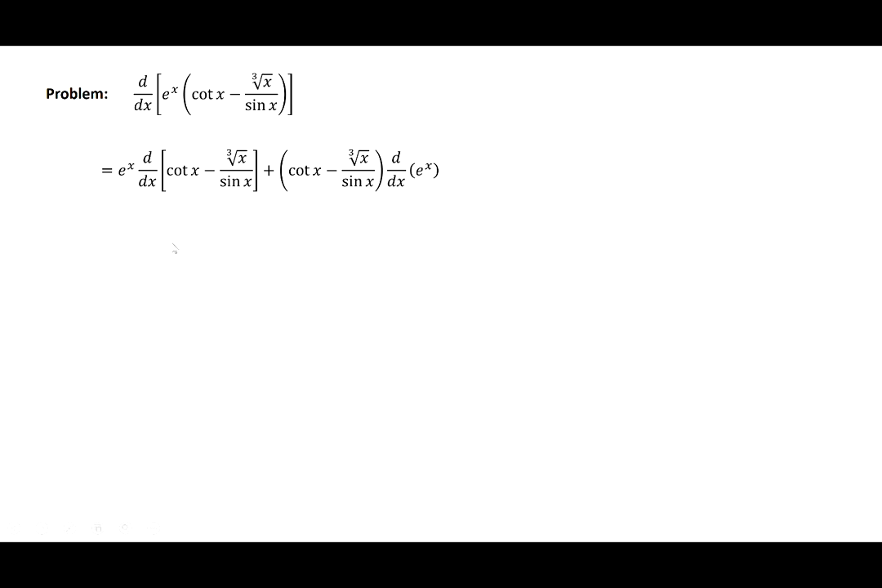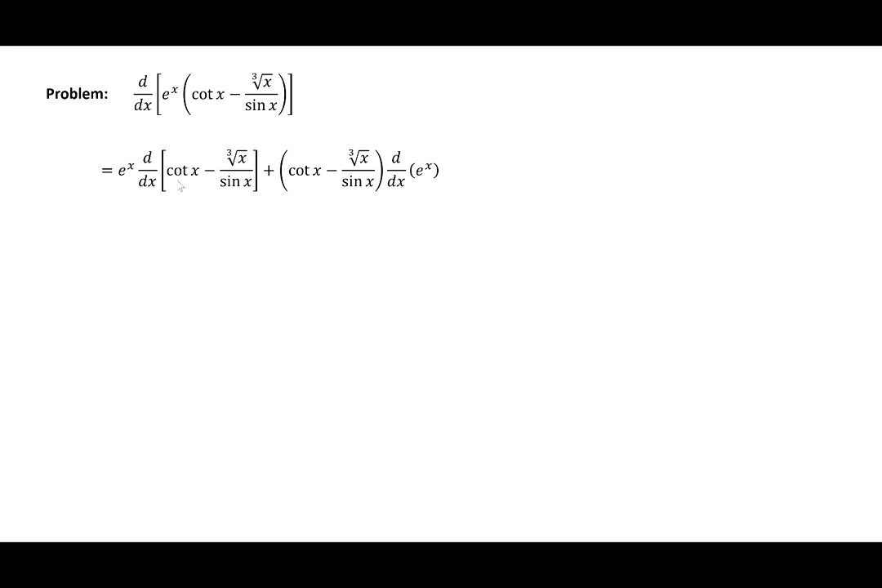So now let's ask, is the derivative of a sum equal to the sum of the derivatives? Derivative of a difference equal to the difference of the derivatives? It is, right? Okay, what's the derivative of cotangent x? We just learned it.